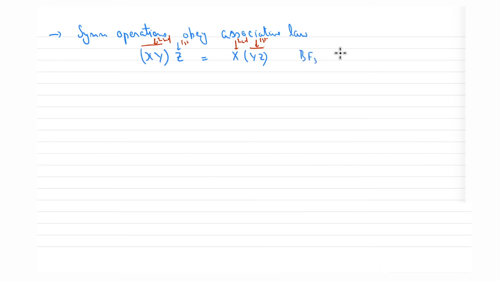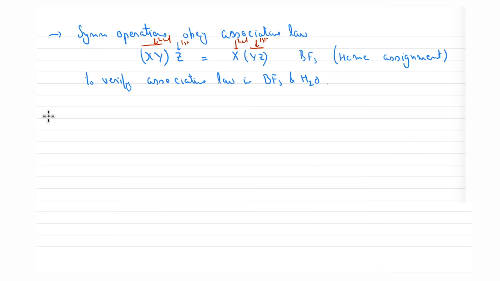So take it as a home assignment to verify the associative law in BF3 and H2O. So let's take two different examples so that how to do these operations will be very, very clear. Okay, and come back to me if there is any issue with this.